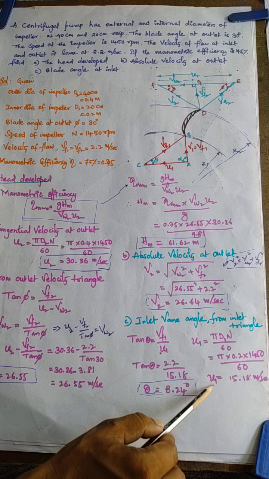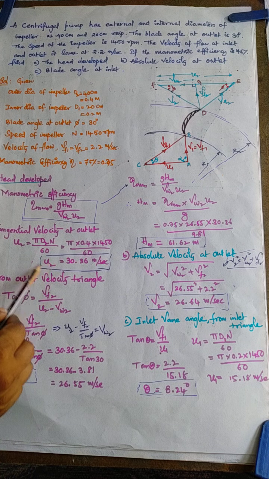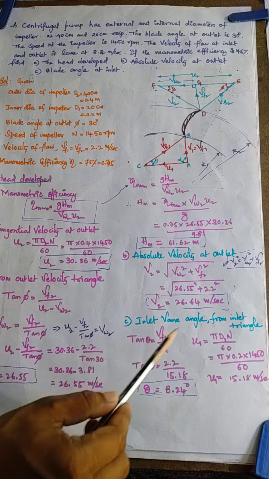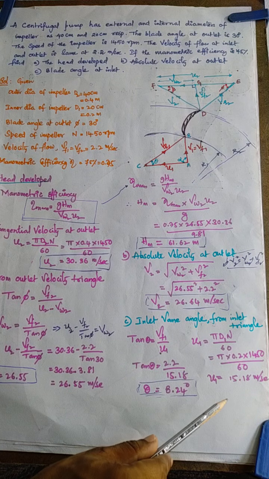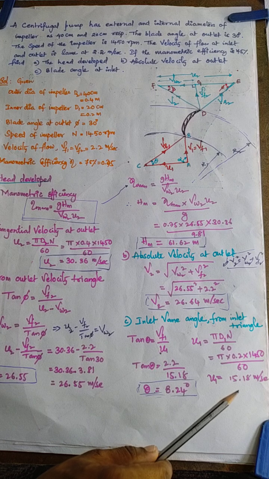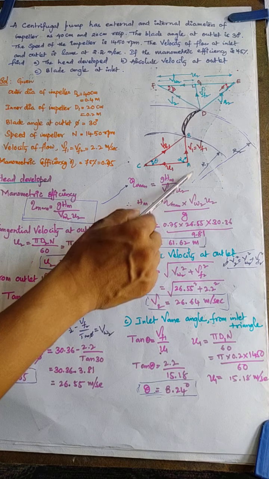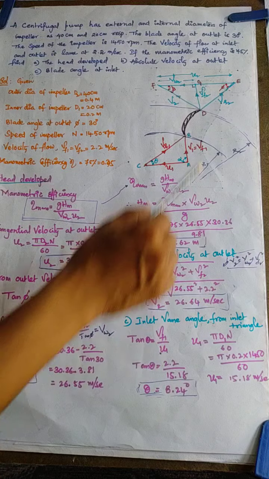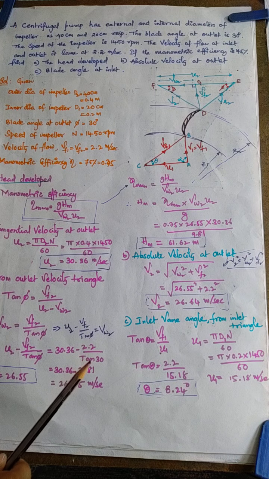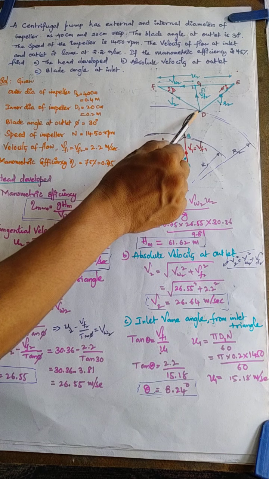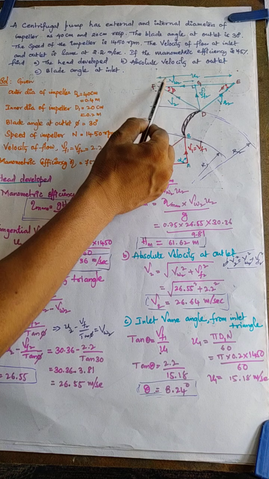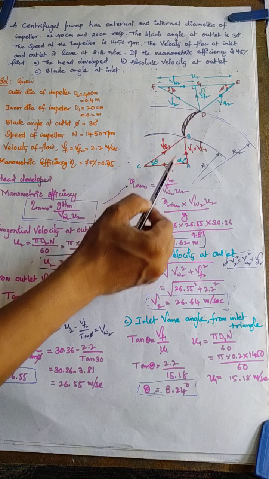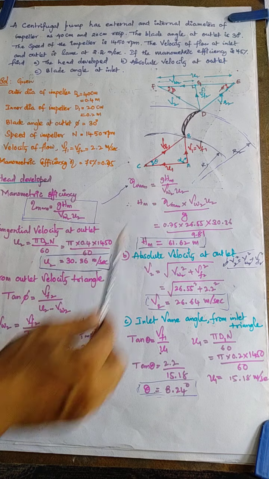Always u1 is lesser than u2, because these velocities are proportional to the diameter. If the diameter is greater, then the velocity at those points is also greater. That is why at this point the u2 value is always greater than this one. That is why the line of u2 is longer than the line at this point.